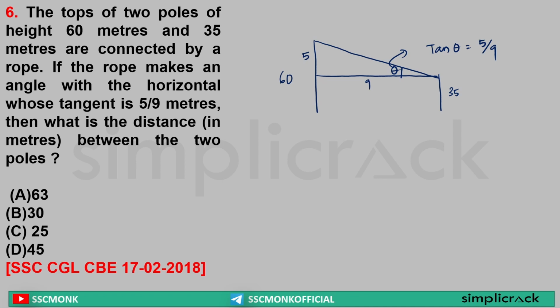Now, you will say, sir, how to make sense out of it? Because here nothing is given about 5 or 9. My dear, understand this. This total height was what? 60. Out of this height, 35 is the other pole. So the remaining height is equal to what? 60 minus 35, that is equal to 25. Sir, 5 part is equal to 25, 1 part is equal to 5. So 9 part is equal to 9 into 5, that is equal to 45. Answer option D. Clear? You just have to understand how to read a question. That is the whole point.